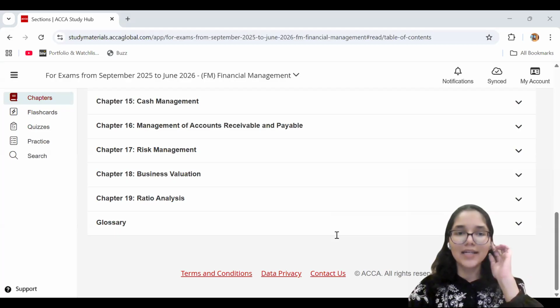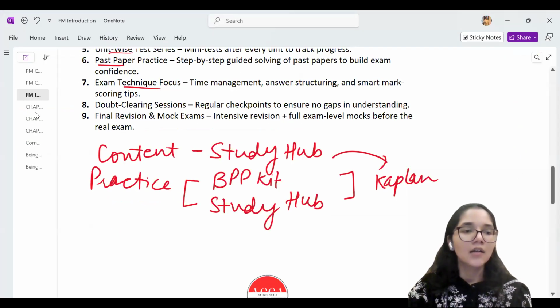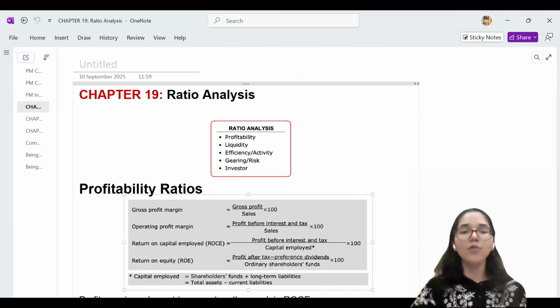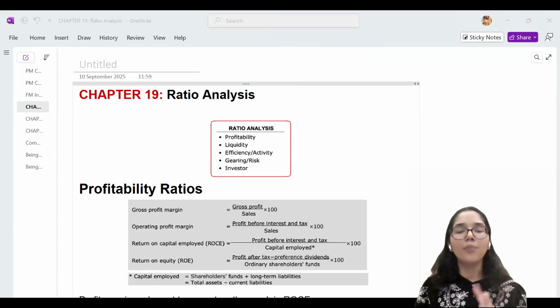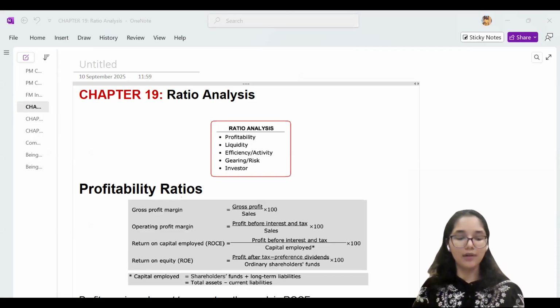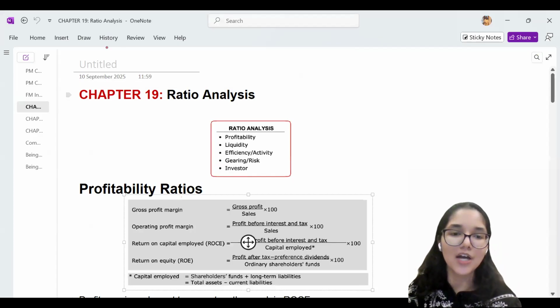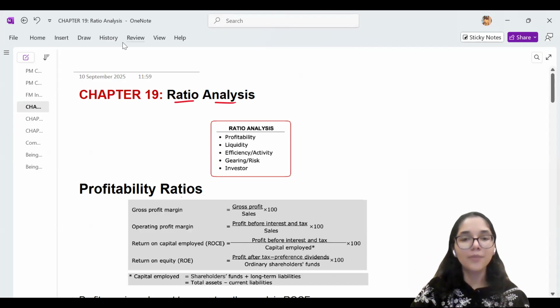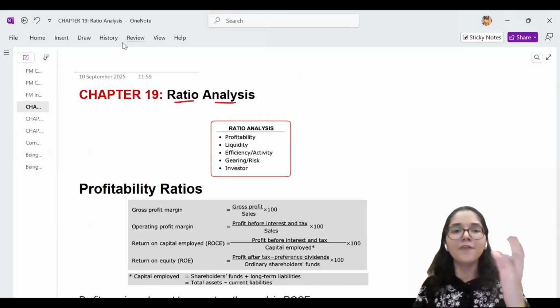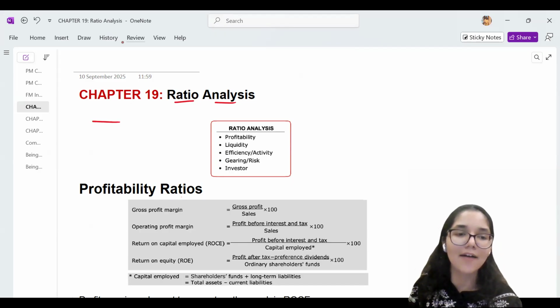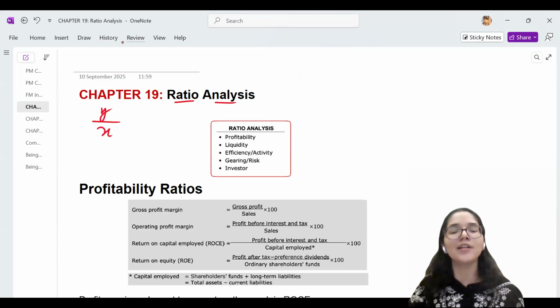Just let me switch my screen back to the slides. So here I have chapter number 19 for all of you. Just to give you a brief overview of what the different categories of ratios are that we are going to learn over here. Firstly, let's understand that the name of the chapter consists of two terms. One is ratio, second is analysis. Ratio means when you try to see one variable as a proportion of another variable. So how many sales have I done and how much profit have I generated on that sale?